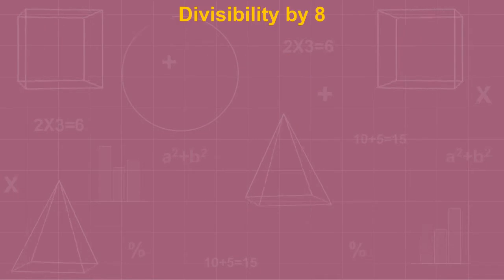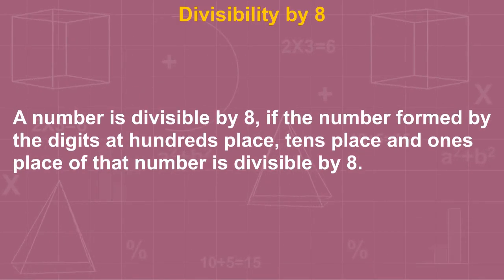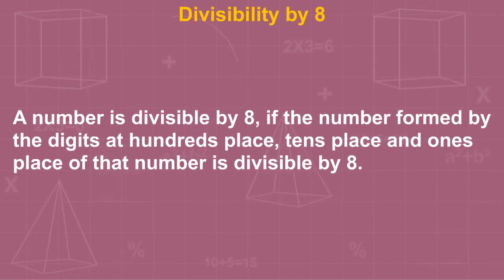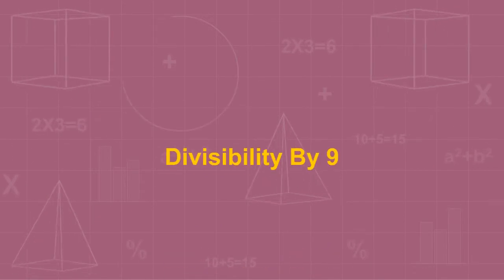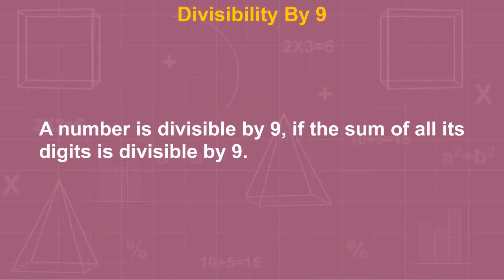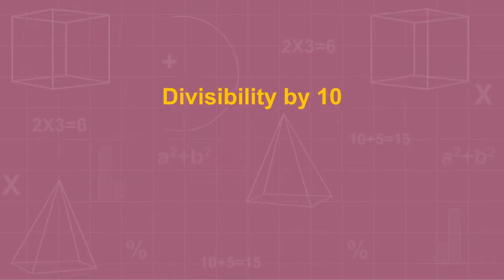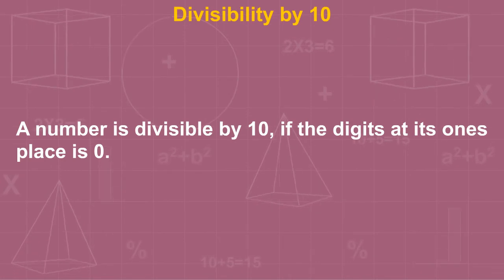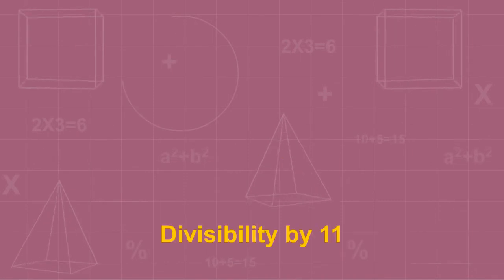Divisibility by 8. A number is divisible by 8 if the number formed by the digits at hundreds place, tens place and ones place of that number is divisible by 8. Divisibility by 9. A number is divisible by 9 if the sum of all its digits is divisible by 9. Divisibility by 10. A number is divisible by 10 if the digit at its ones place is 0.